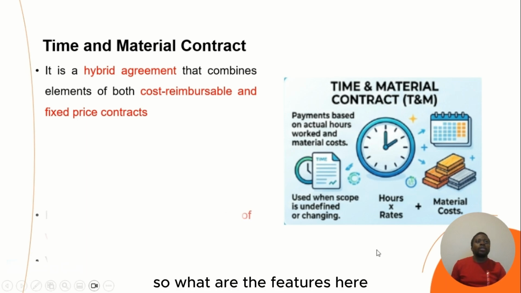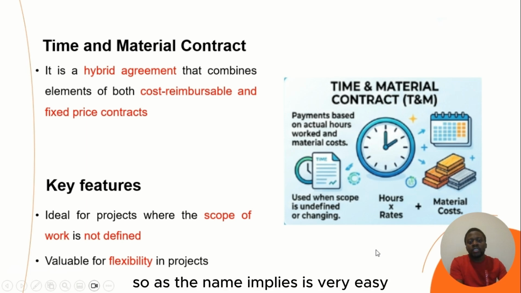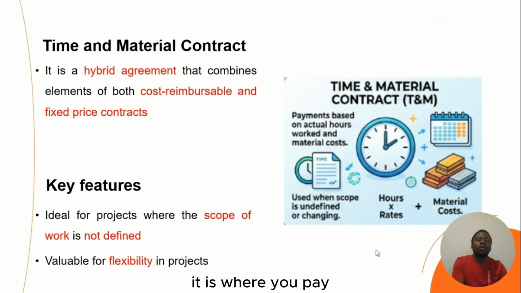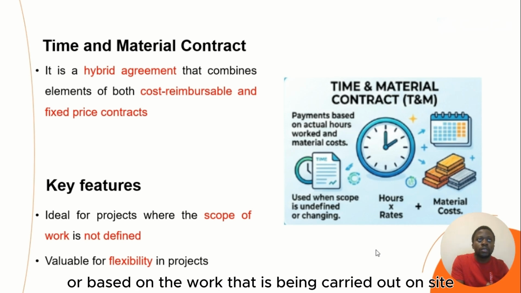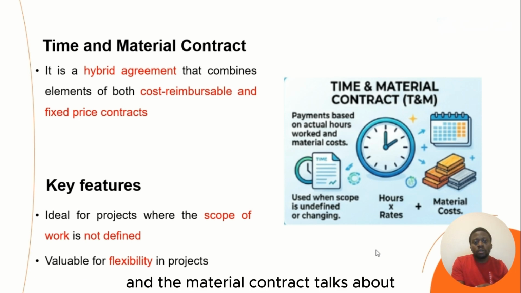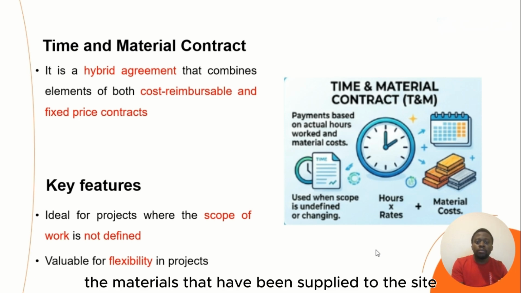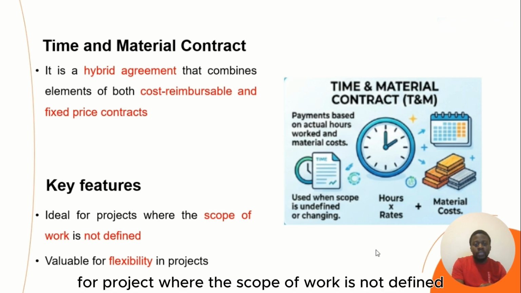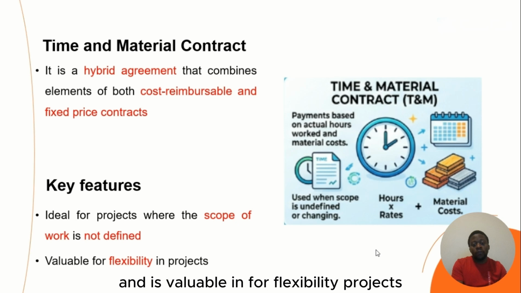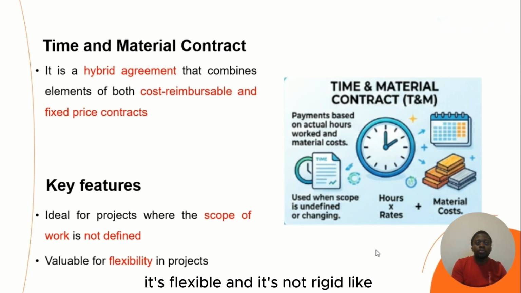So what are the features here? As the name implies, it's very easy. It is where you pay a contractor based on the time that was used on site or based on the work that is being carried out on site. And the material part talks about the materials that were supplied to the site. What are the key features here? This is ideal for projects where the scope of work is not defined and is valuable for flexibility in projects. It is flexible, not rigid like the lump sum contract.